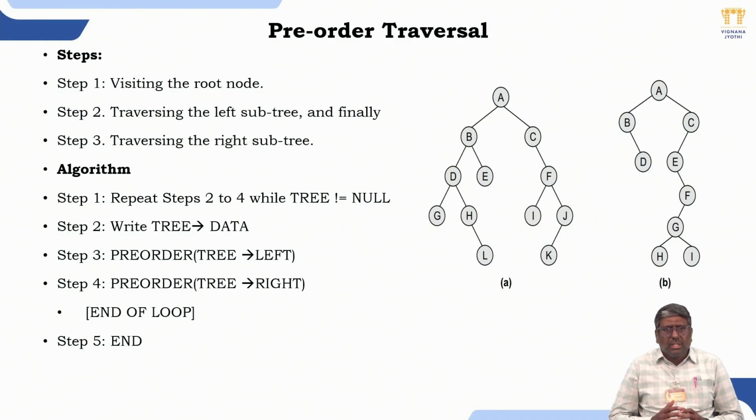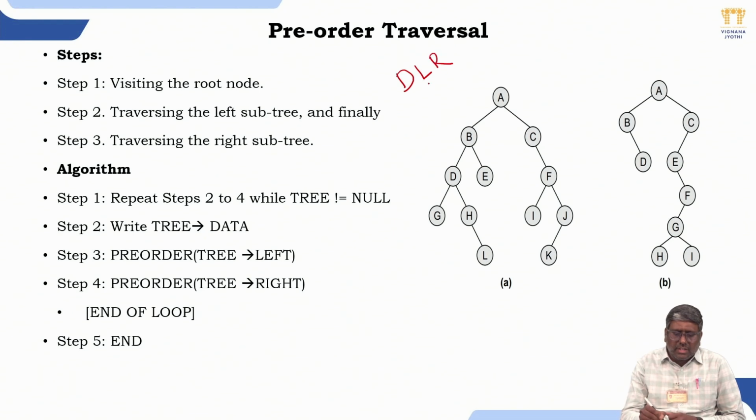So in the pre-order traversal, first we visit the node, then we visit the left child, then we visit the right child. This type of traversing is called pre-order traversal. Pre means before visiting the children, we visit the node, the parent node. That's why it is named pre-order traversal.